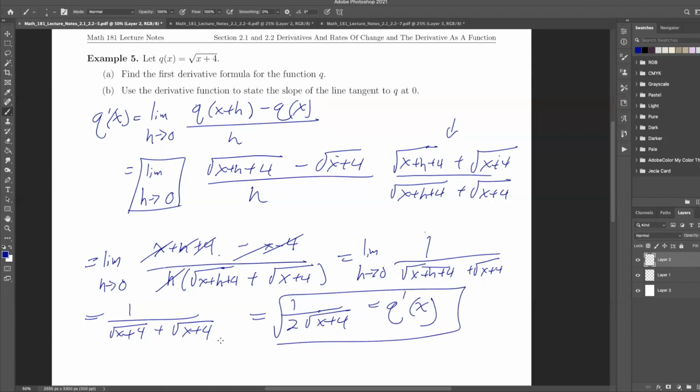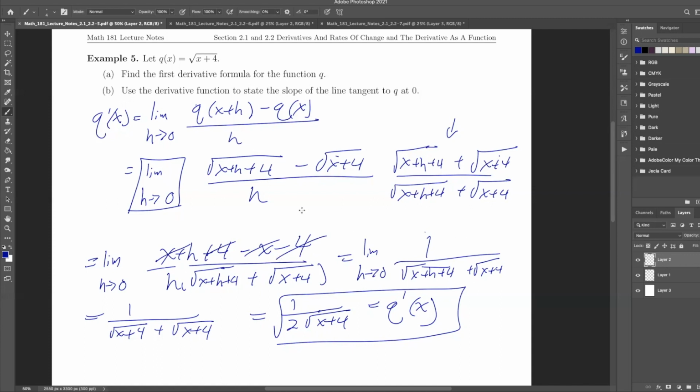Okay. Wait, why did you cancel? Oh, here, let's go back to this point. Let me do this slowly. So here I had x plus h plus 4 minus x minus 4 over h. I'm going to use the negative x to cross off this x. Oops, that should be a 4, not an h. Sorry.